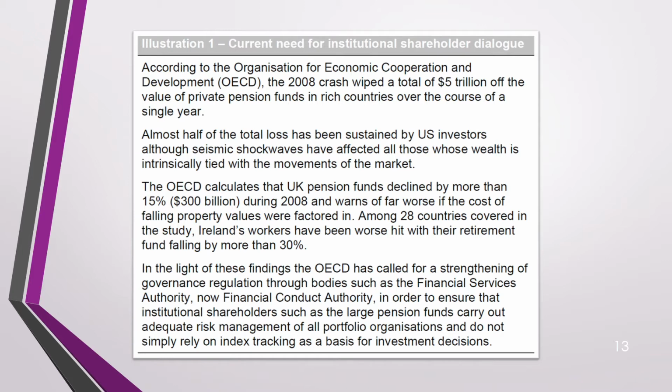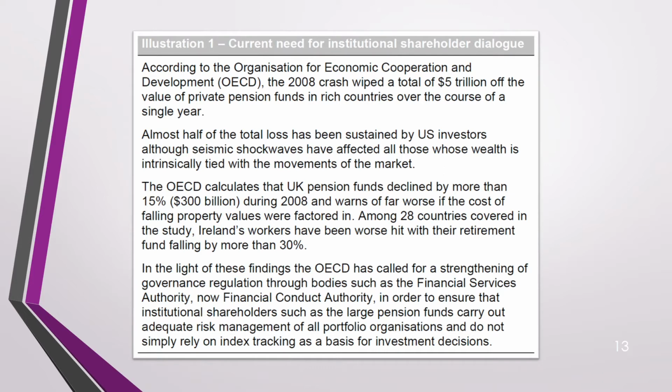In just one single year. Just see the negative impact on the society. In 2008, because of the crash, what happened? $5 trillion wiped away, simply $5 trillion in just one single year. And half of the total loss was sustained by whom? The US investors. And then the OECD calculated, third paragraph says, that the UK pension fund also declined in that single year by more than 15%. That means 300 billion if you take it in terms of value.